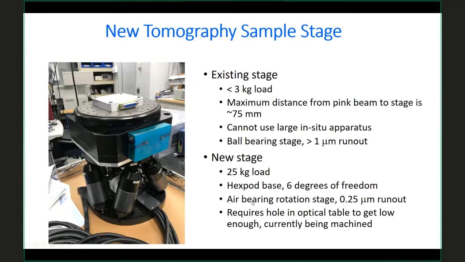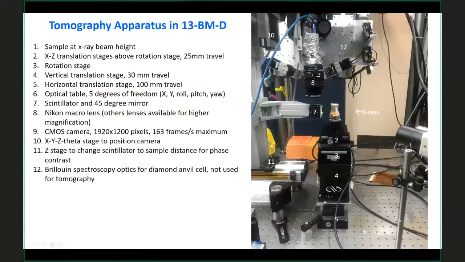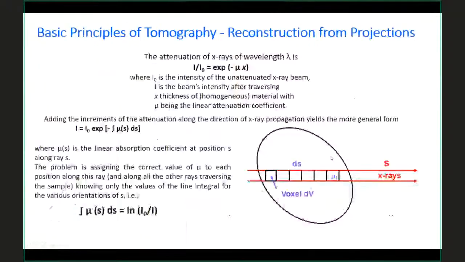Unfortunately, this is even taller than the stage we've got. So what we're going to do is make a hole in this table and have this stage mounted down below so that we can get sufficient clearance between the top of the stage and the X-ray beam to be able to have a tall apparatus in there.